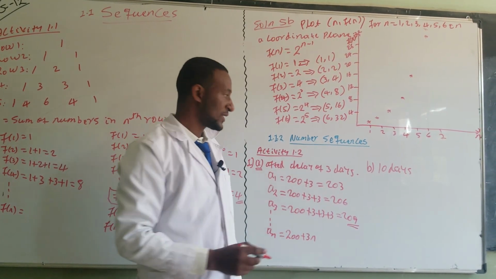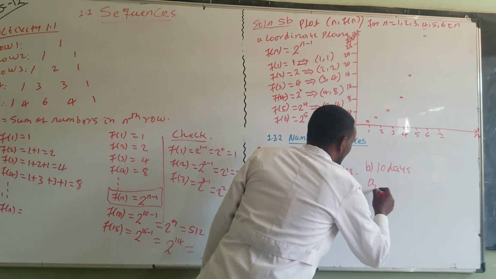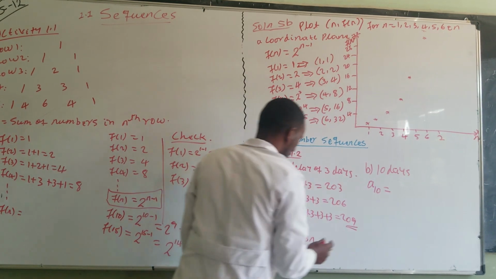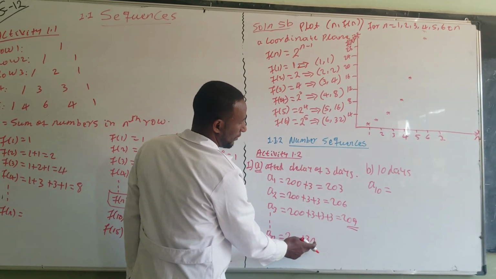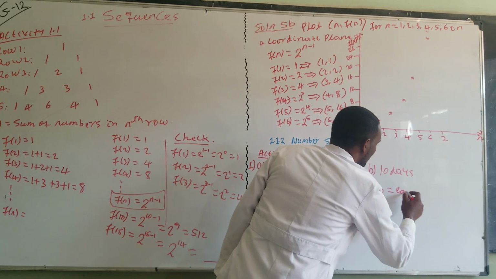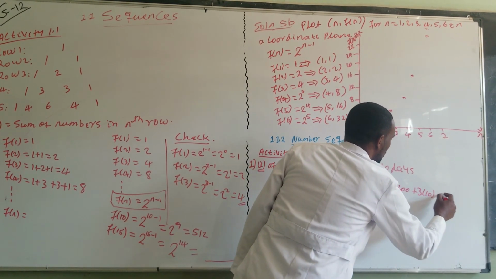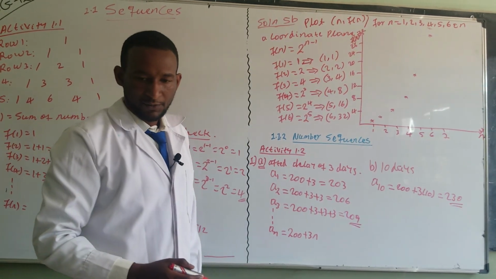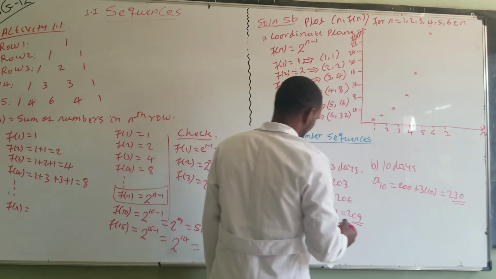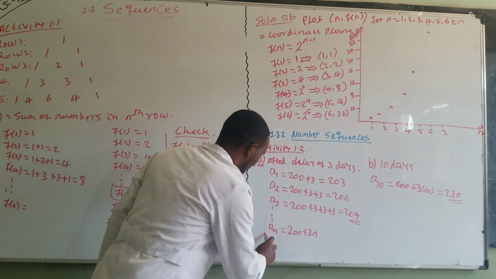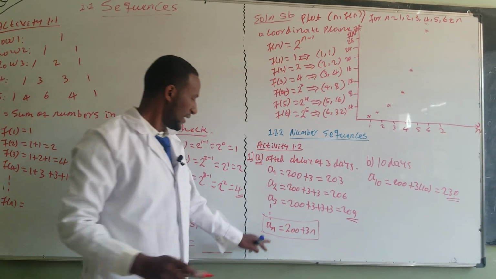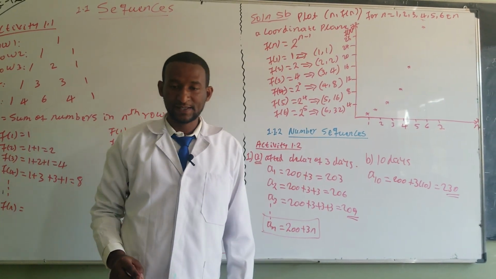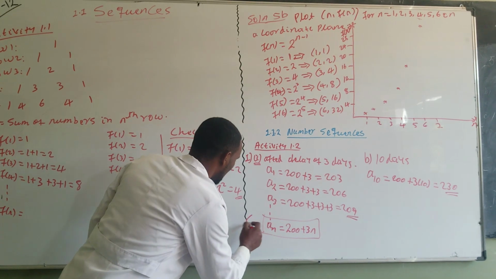10 days: if this person delays 10 days, this person pays a of a sub 10, which is equal to, we can substitute 10 in the place of n, then 200 plus 3 times 10, which is equal to 230 birr. If this person delays n days, they pay a sub n, which is equal to 200 plus 3n.